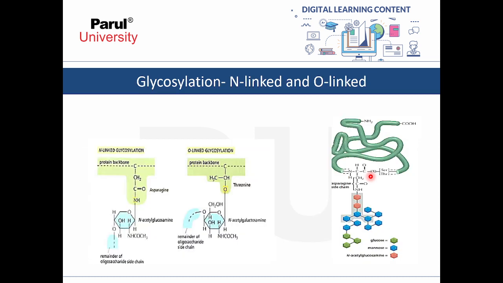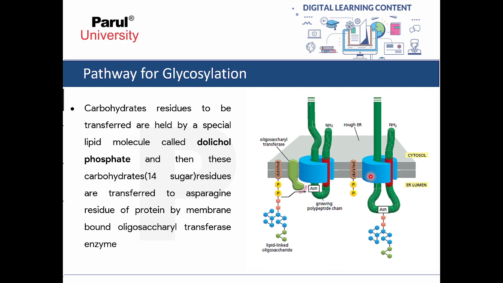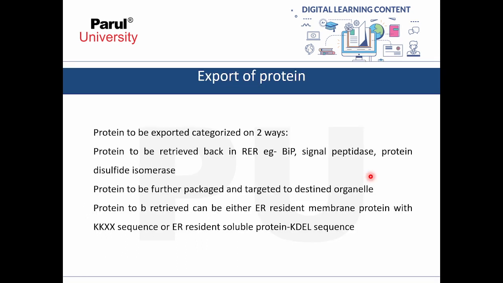Once the protein has been packed, it enters the Golgi apparatus where it is glycosylated. Glycosylation is of two types, N-linked and O-linked. When sugar residues are added to the asparagine residue of the proteins, it is N-linked glycosylation, while if they are added to serine or threonine residues, it is called O-linked glycosylation. The carbohydrate residues to be transferred are held by a special molecule called dolichol phosphate, and then transferred to the asparagine residue of the protein by the membrane-bound oligosaccharide transferase enzyme.